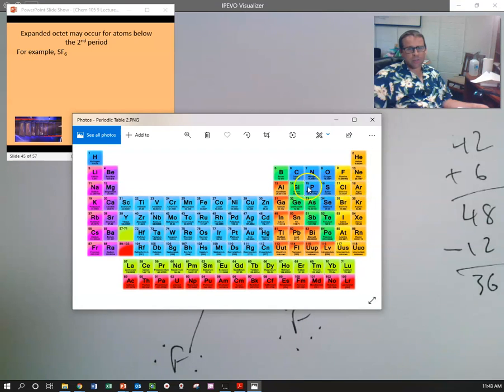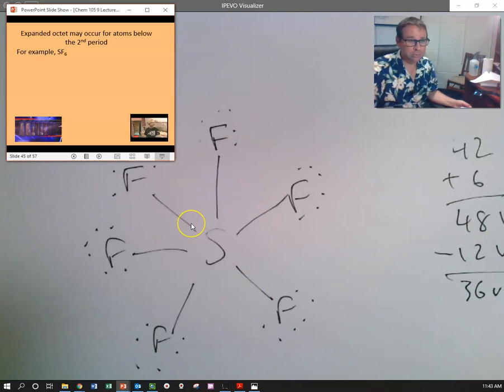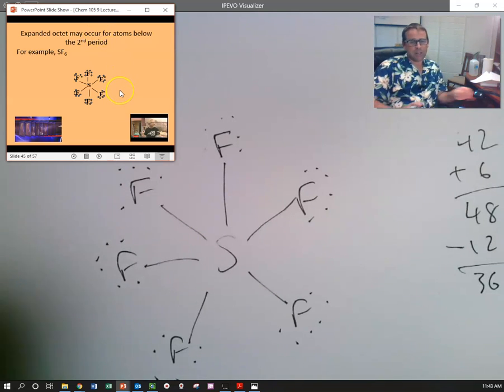Because sulfur is in the 3rd row of the periodic table or lower, that means it has access to more orbitals. This is our 3p. And as the 3p fills, those 3d orbitals are available to these elements. Additional space in the 3d orbitals allows for extra electron density. In chapter 10, we'll talk about where that is actually going and how that's working out. But we can have an expanded octet for elements that are 3rd row or lower. Okay?